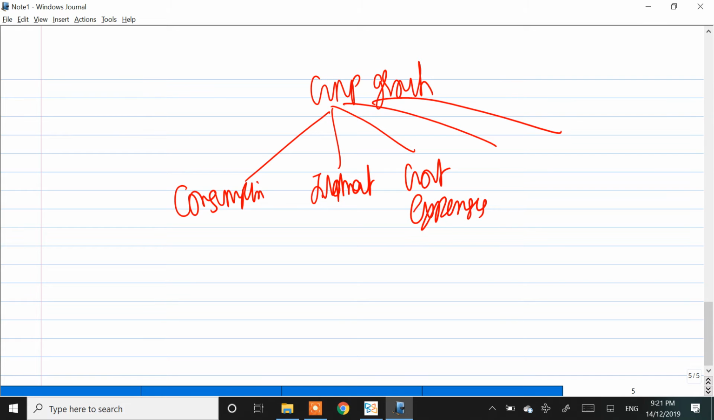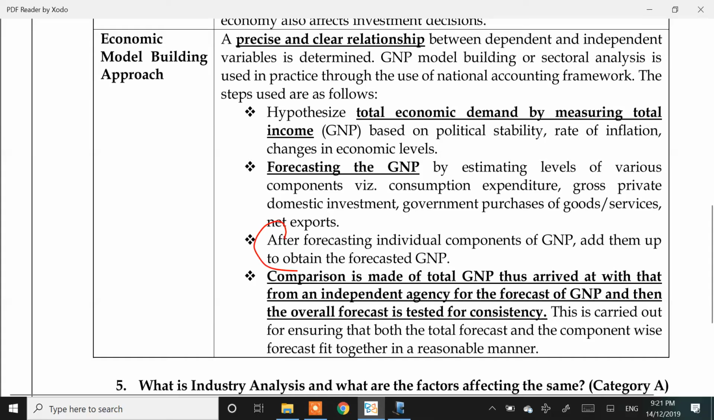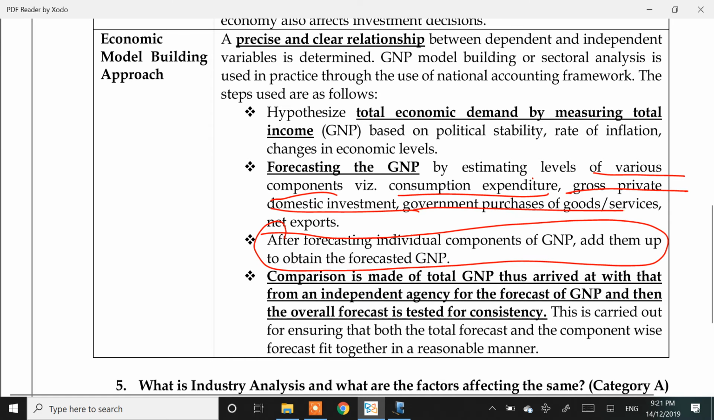Once you find the various factors which are going to contribute to the economic growth, then you add up all of them and forecast what the GDP growth is going to be. So after forecasting individual components, add them up to obtain the forecasted GDP. And forecasting will happen by various components: consumption, private domestic investment, government purchases. And the net result is I will get a GNP growth by adding up the various components. I will also get an independent forecast of a GNP growth and try to check for consistency.